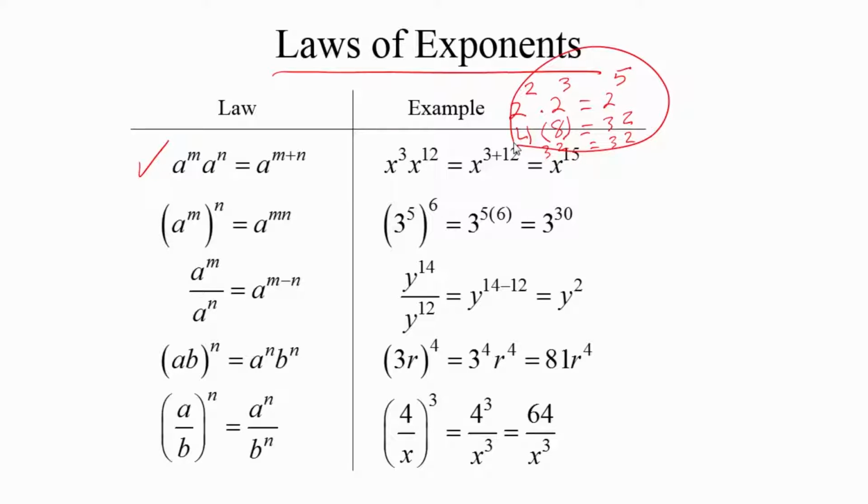The second law of exponents says that if you have a to the m and the whole thing to the n power, you write a and you multiply the powers together. m times n, so that would be mn. So you have a to the m times n power. As an example, 3 to the fifth, and now the whole thing to the sixth power. You write the base of 3 and multiply 5 by 6. 5 times 6 is 30. So it would be 3 to the 30th power.